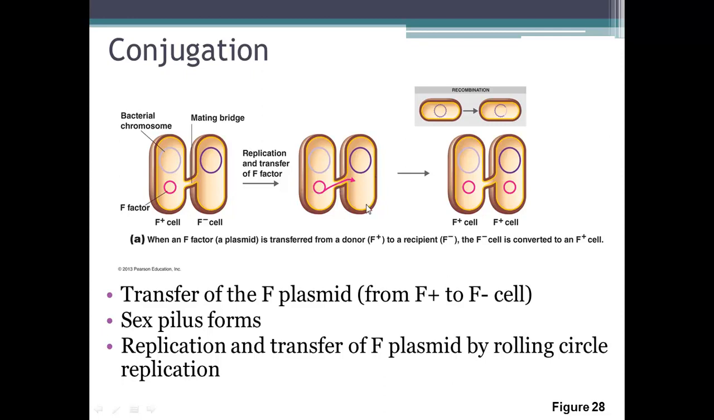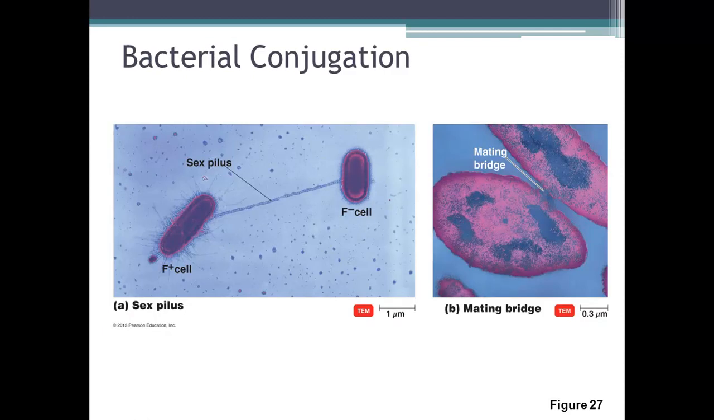When the transfer is complete, the result is going to be two male cells. So there's a sex change. Now that this cell has a plasmid, it is also known as a male cell. And here's a picture showing you the F positive cell and the F negative cell and the sex pilus between them.